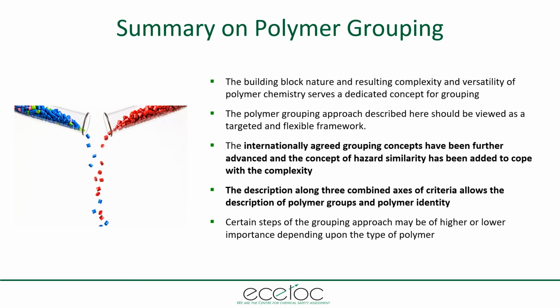The description along 3 combined axes of criteria allows the description of polymer groups and polymer identity. Certain steps, as presented in the previous slides, of this approach may be of higher or lower importance depending on the final type of polymer.